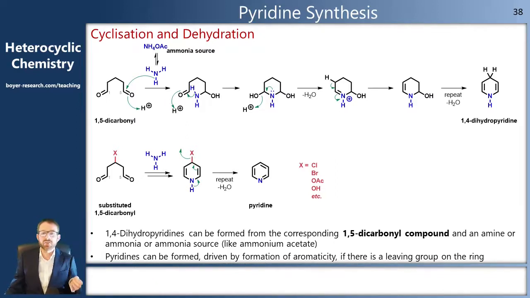And if our nucleophilic ammonia source attacks each of the 2 carbonyls, it will lose water twice to give us the corresponding dihydropyridine. If that dihydropyridine has a leaving group, such as halide, then you can generate the aromatic ring directly, or we can oxidize the 1,4-dihydropyridine.